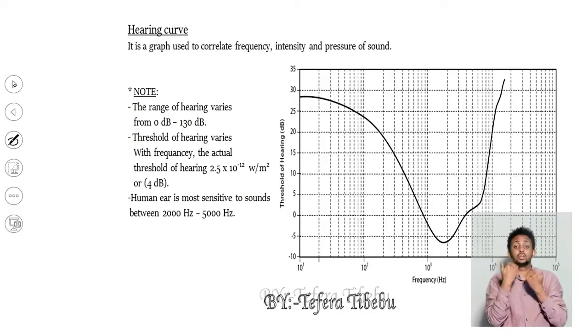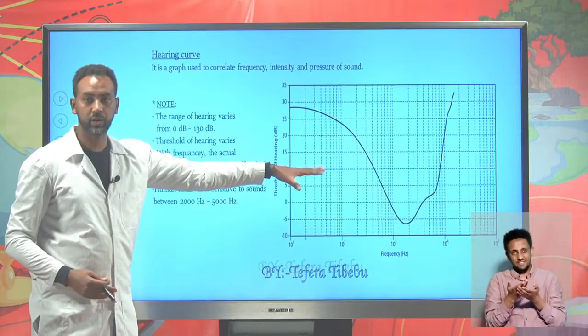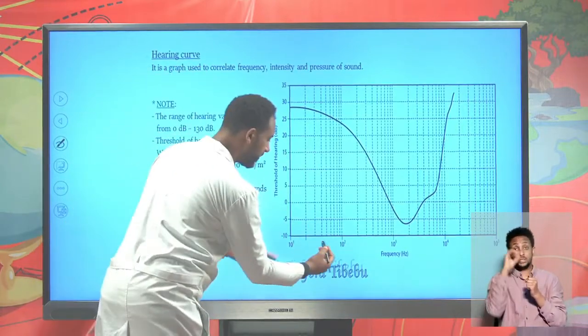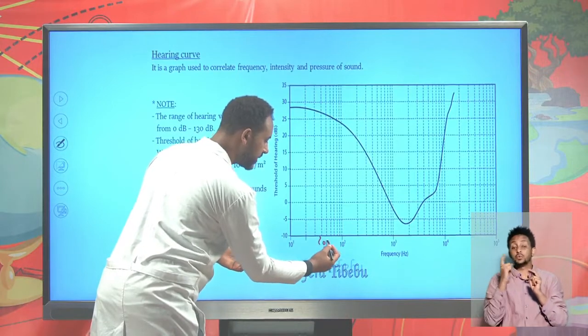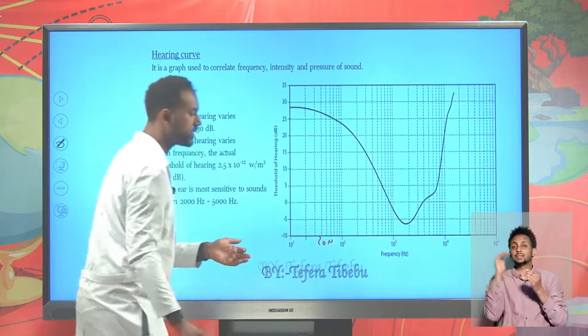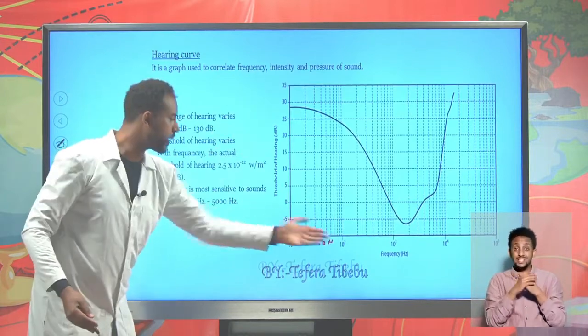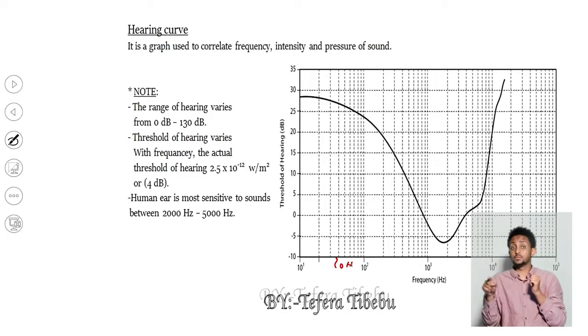Here you do have the hearing curve. It's a curve used to correlate the frequency, the intensity, and so on, as well as the pressure of hearing ability. For human beings, it varies from 20 hertz to 20,000 hertz. It's possible to have the frequency this way, the intensity in this direction. This is what we call the hearing curve.